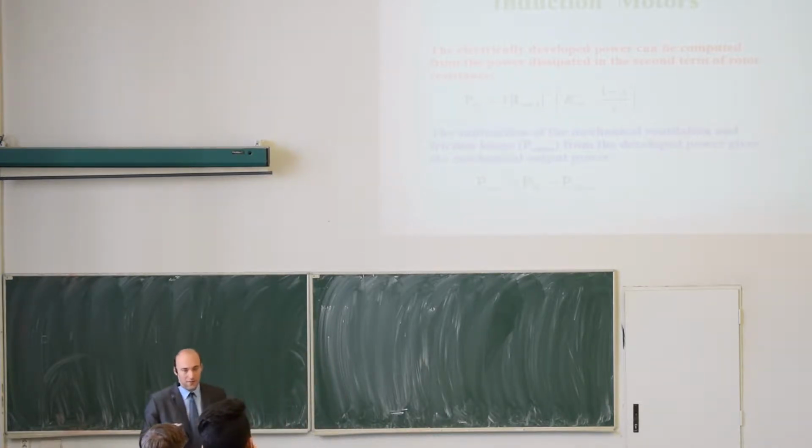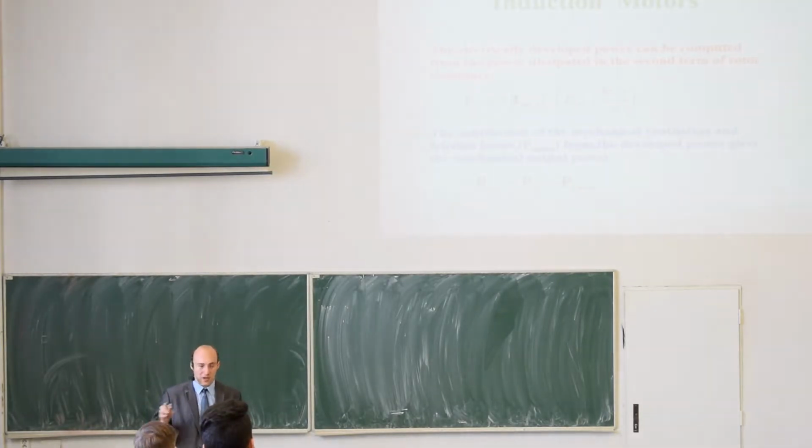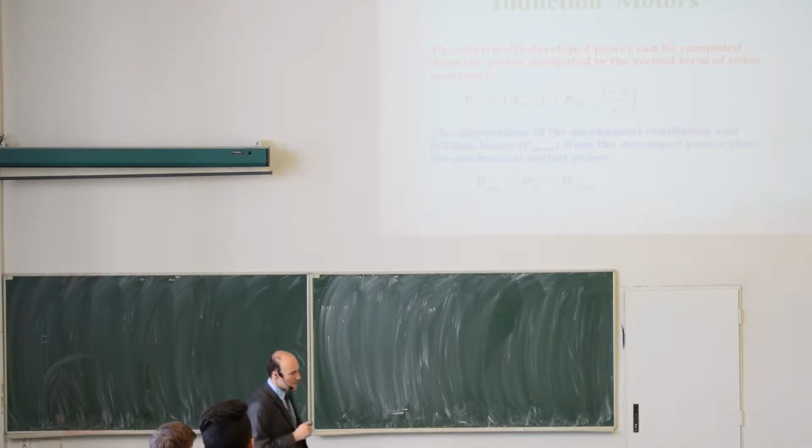The output power is the difference between what I can get here on the rotor minus losses. And losses can be mechanical. In this case, it's a friction loss that is created, for example, in the bearings. It can be windage loss that is created by air resistance when the motor is rotating, and so on.